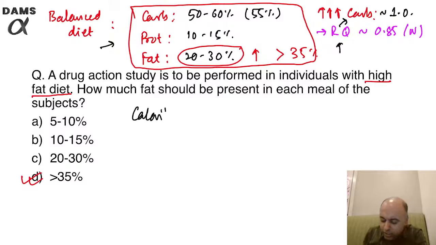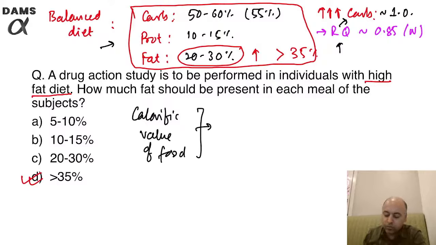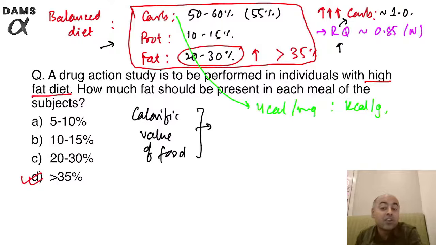Sometimes you may also get to calculate the calorific value of food, so you have to keep that point also in mind. And when you're calculating the calorific value of the food, you should remember, for carbohydrate you have to calculate 4 calorie per milligram or kilocalorie per gram, depending on what is given in the question. In the question it will be grams. All right, so there the unit should be kilocalories.